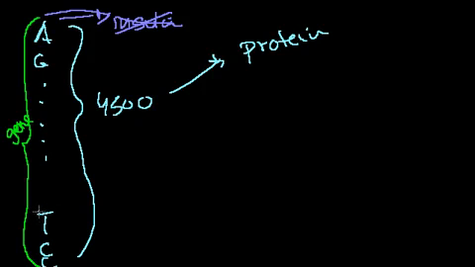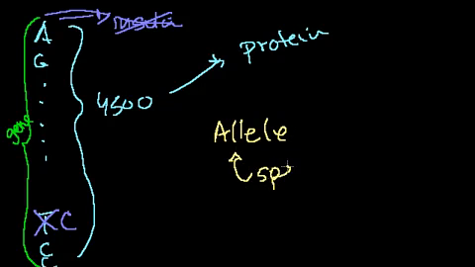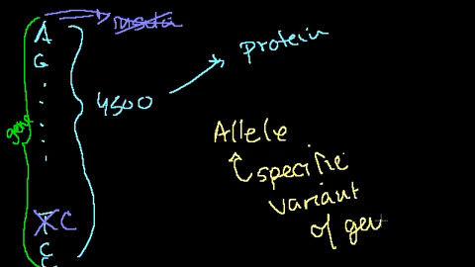Maybe instead of a T here, sometimes there's a C there. It still codes for the same protein. It doesn't change it quite enough, but that protein acts a little bit differently. It's a slight variant, I'll use that word. Now, each variant of this gene is called an allele. An allele is a specific variant of your gene.